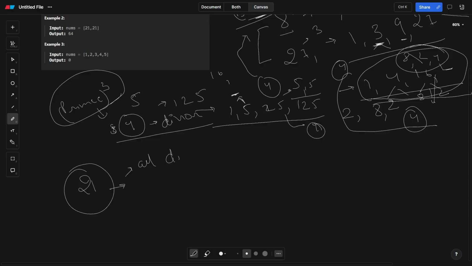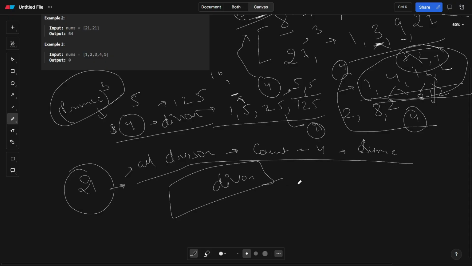Count all the divisors and then check if the count is equal to 4. Then do the sum. The brute force solution can be this, but we will not go to the brute force solution. Now we know the divisors. For calculating the divisors, what can we do?